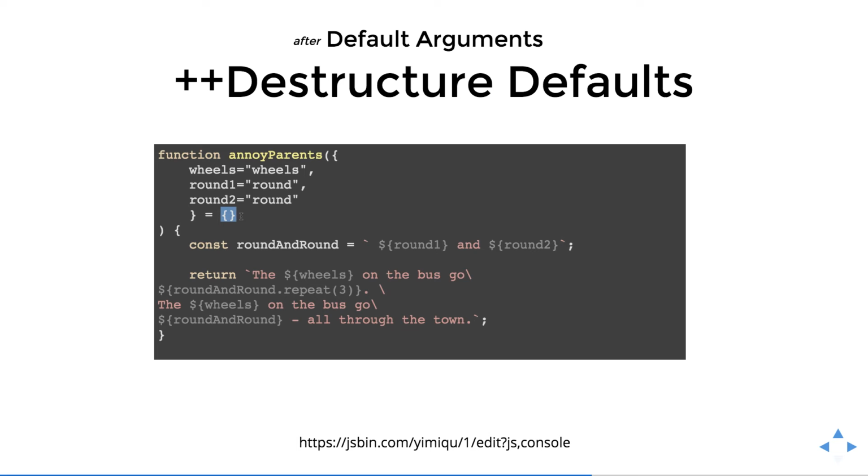If you pass in an object, you can override the defaults for round 1 and round 2. There's a question over here.